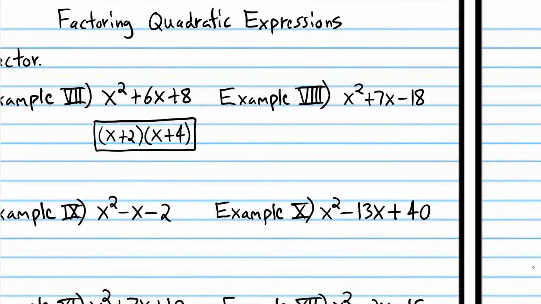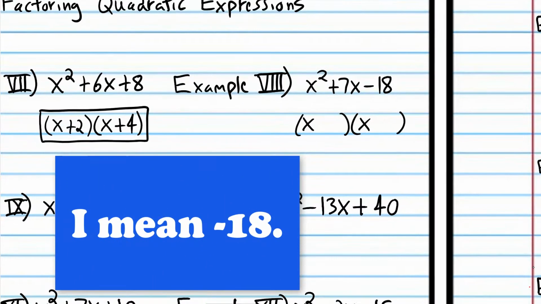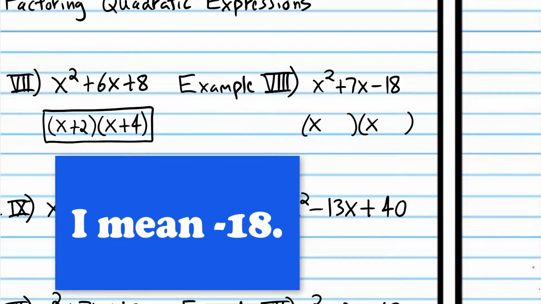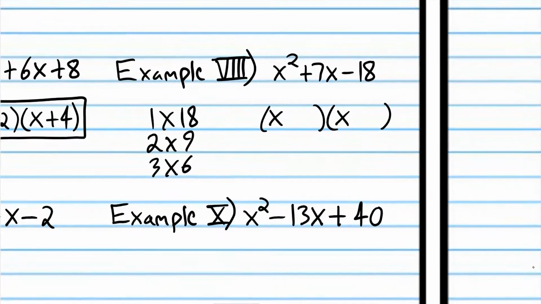So now let's try another one. We're going to put two sets of parentheses and write x and x, and what two numbers multiply to negative 18 and add up to 7? Now you have to be careful here because now we have a negative number. But, there's 1 times 18, there's 2 times 9, and there's 3 times 6. And I think that's it. But you have to be careful because one of these numbers in each pair is going to be negative, because a negative times a positive is a negative, and they have to be opposite signs.